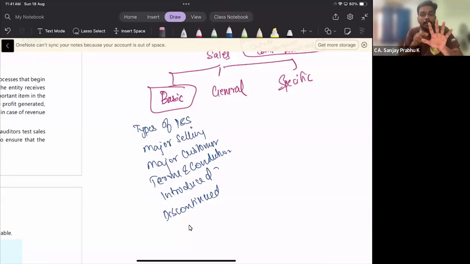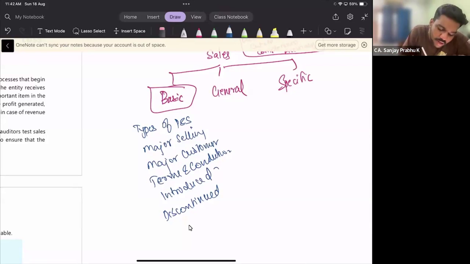Say for example, my company has 5 items, but a major portion of my revenue is coming from this particular item. So which is the major selling product? Who is our major customer? Wholesale customer or retail customer? What are the terms and conditions whenever you are making a sale? Say for example, I am selling the product on a credit basis. Within how many days should I get the money? Have I introduced any new product? Have I discontinued any existing product? These are the basic things you should understand. Okay?